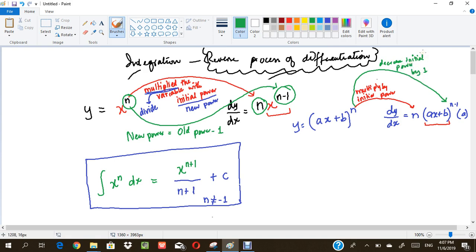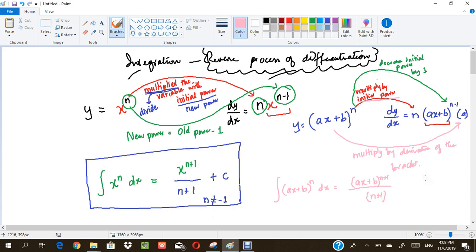And the third step was, I multiplied all of this by the derivative of the bracket. So now, in order to obtain the integral of this, we are going to reverse all the steps. That is, firstly, the new power would be the old power add 1. So we get (ax + b) to the power of n add 1. Then we multiplied the bracket by the initial power. This time what we do is, we are going to divide by the new power.